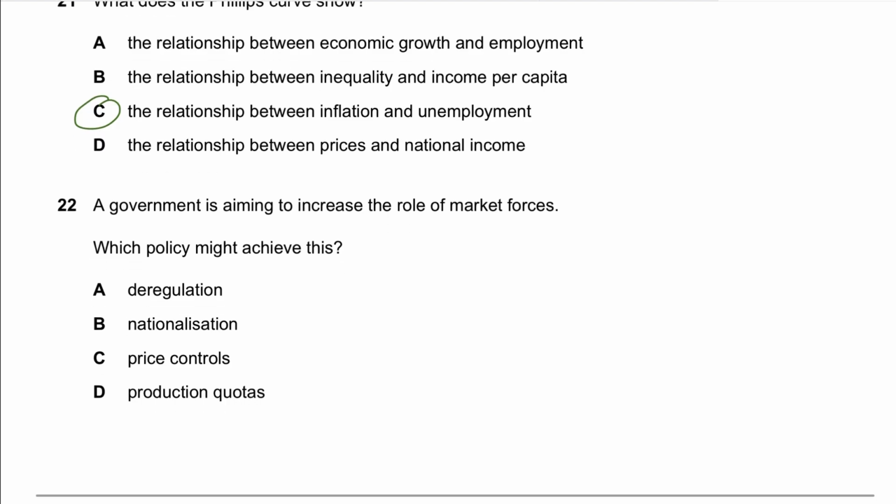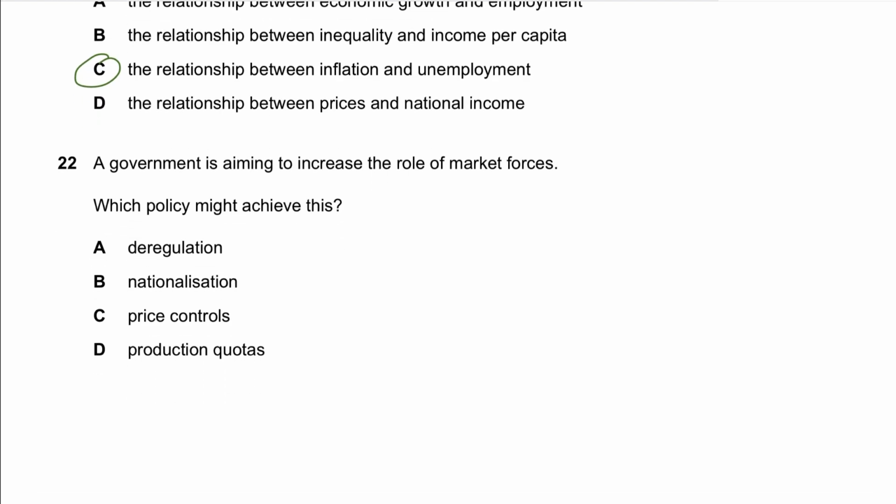Question number 22 says, a government is aiming to increase the role of market forces. Which policy might achieve this? Correct answer is A, deregulation. Why? Because deregulation means what? It means removing or reducing the government rules and restrictions in the market. And this would increase the role of market forces, because firms and consumers would have more freedom to respond to, let's say, price signals or competition.